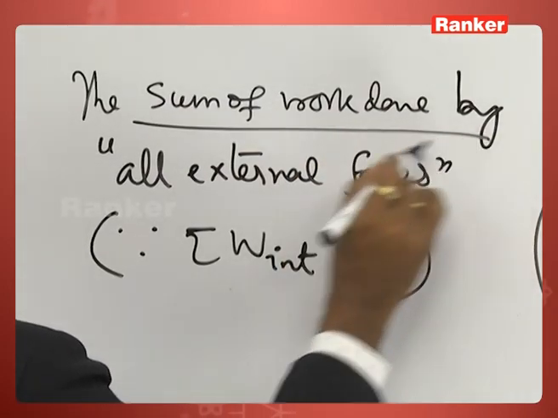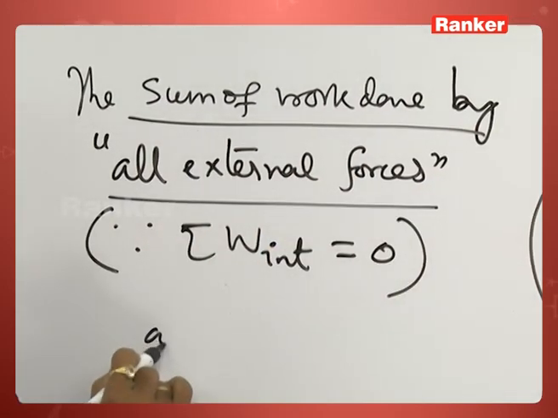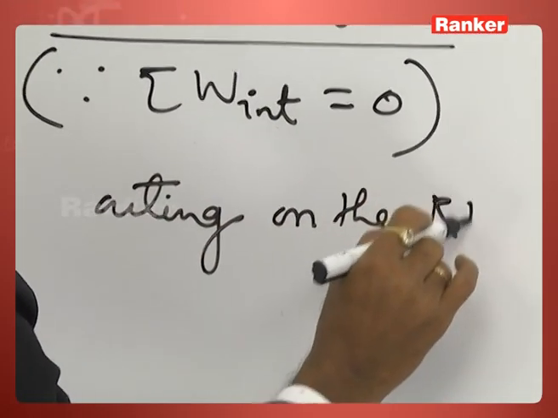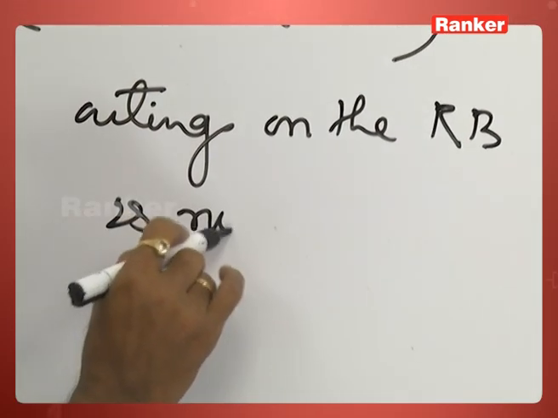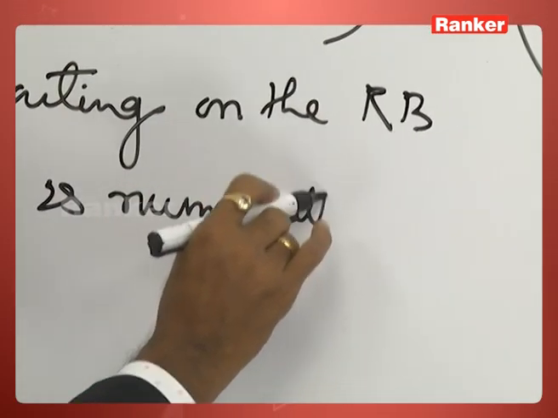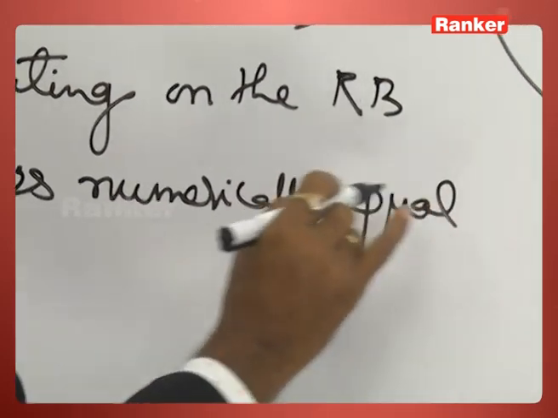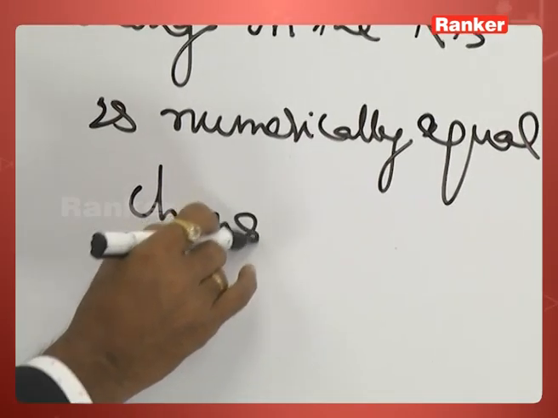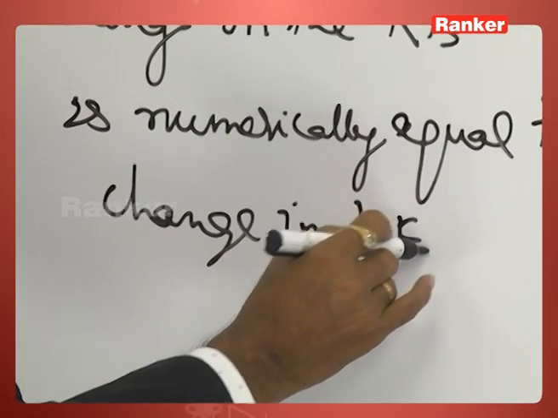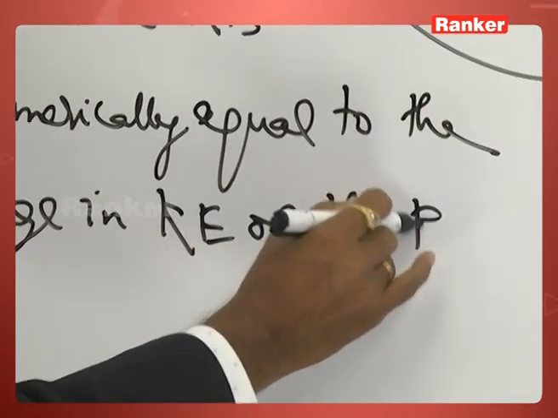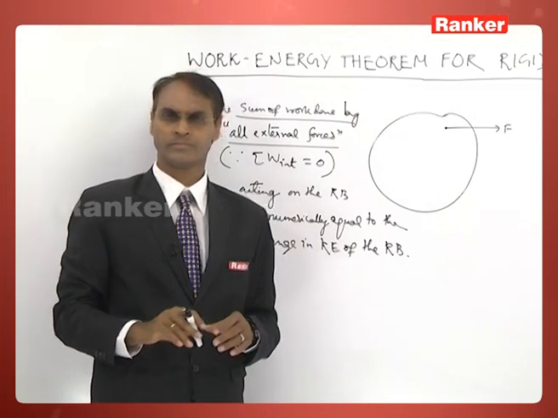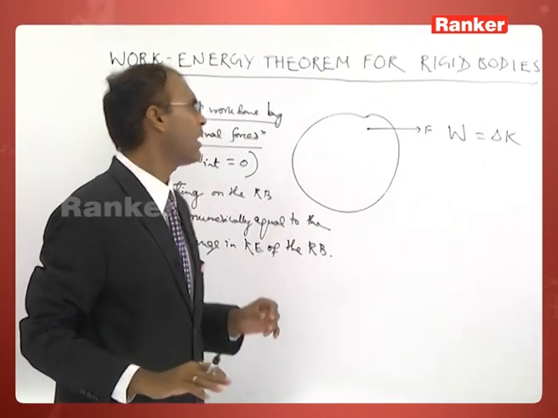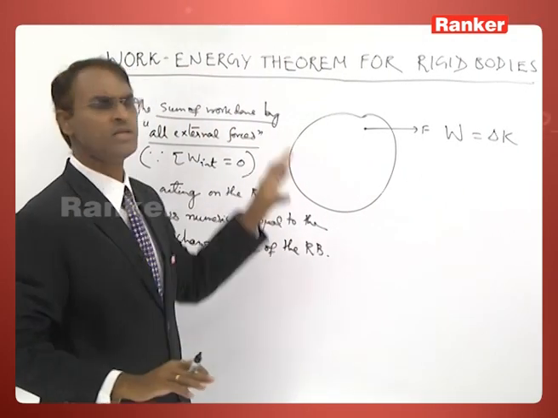Then the sum of work done by all external forces acting on the rigid body is numerically equal to the change in kinetic energy of the rigid body. Work done is equal to change in kinetic energy. This is the basic formula of the work energy theorem.